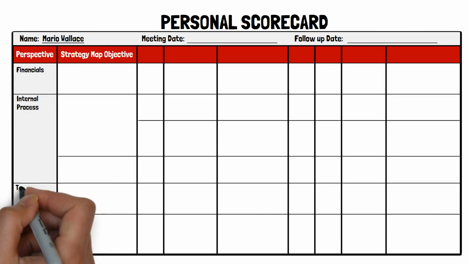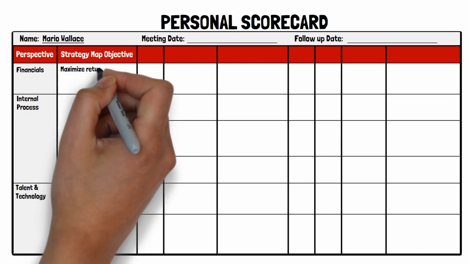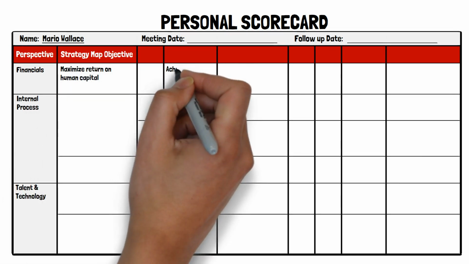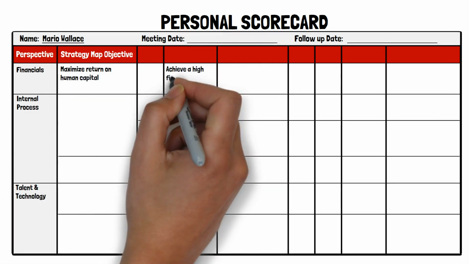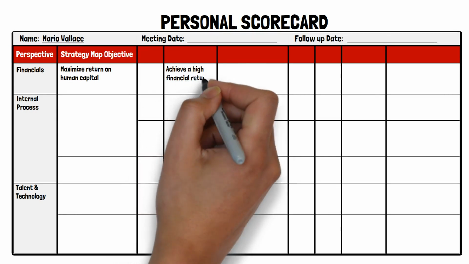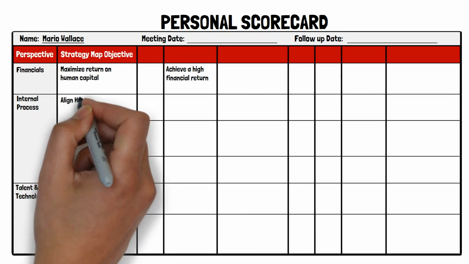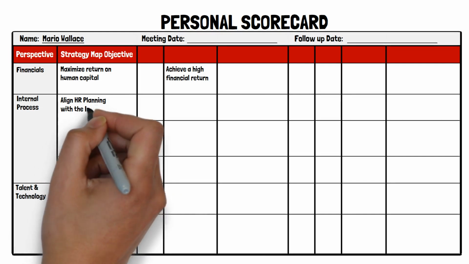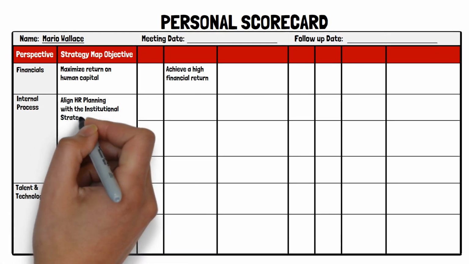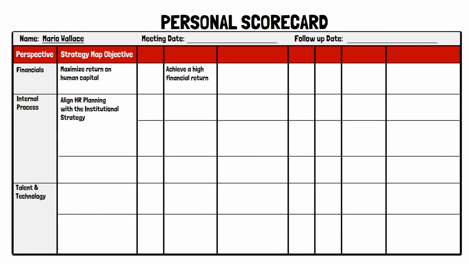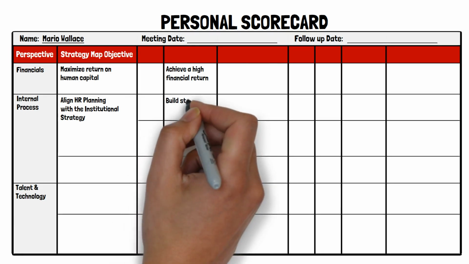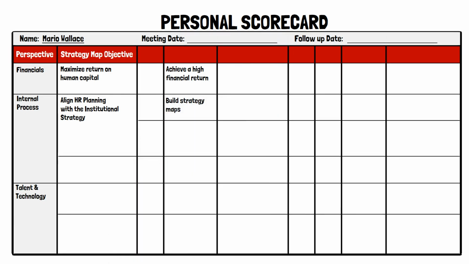For example, here is the organization's objective: maximize return on human capital. As it relates to the person being assigned this objective, he or she must achieve a high financial return. The second organization objective is align HR planning with the institutional strategy. As it relates to the person being assigned this objective, he or she must build strategy maps across the organization. As you can see, there is a measure associated with personal objectives that's tied with the organization's strategic objectives.